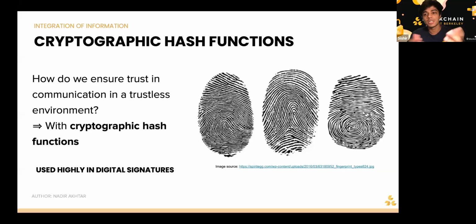Like for your accounts, for whatever it is that you need, it is extremely used in digital signatures. In fact, cryptographic hash functions were originally proposed to find a solution for digital signatures to begin with. So that is extremely, extremely popular, digital signatures.